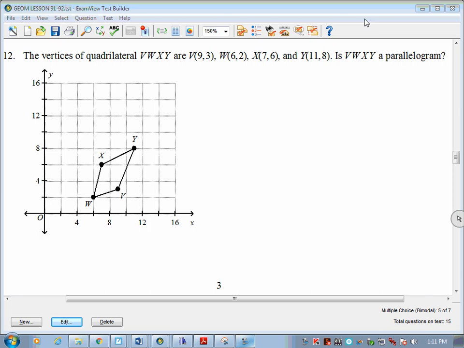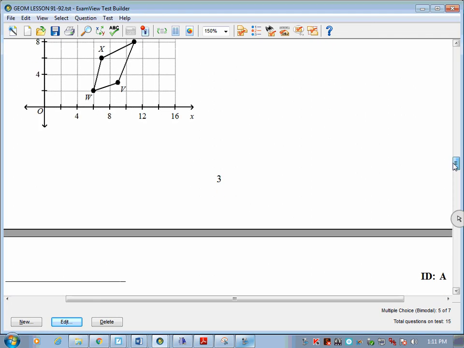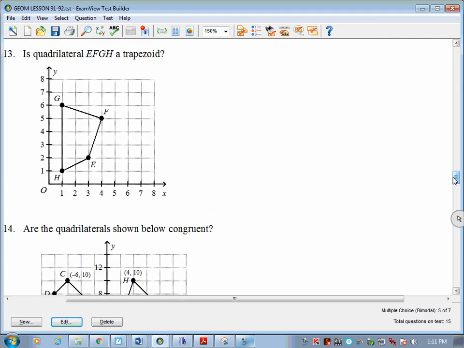All right, here 13. I think we have a total of 15 questions. All right, is this a trapezoid? Yes or no? I'm getting a no. It's the long no, so you go no. Okay, so E is not required. All right, why not?